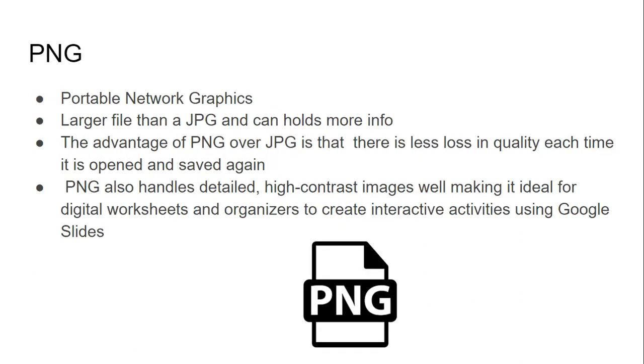Another type of file commonly used is a PNG, which stands for Portable Network Graphics. This type of file is larger than a JPEG and can hold more detailed information. The advantage of a PNG over JPEG is that there is less loss in quality each time it is opened and saved again. PNG files also handle detailed and high contrast images, making it ideal for digital worksheets and organizers and for creating interactive activities using an app like Google Slides.